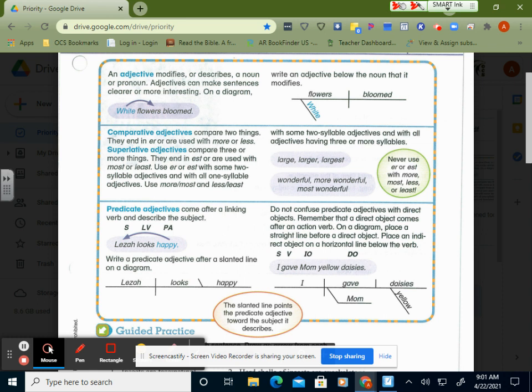This is why when we were doing indirect objects, if you look down here, there's an example of an indirect object. I told you, make sure you make that extra line under there because when you start doing adjectives, you're going to get them confused if you don't. The indirect object goes on a straight line down here where mom is. That goes on a straight line. Adjectives are written on the slant. So white flowers bloomed.